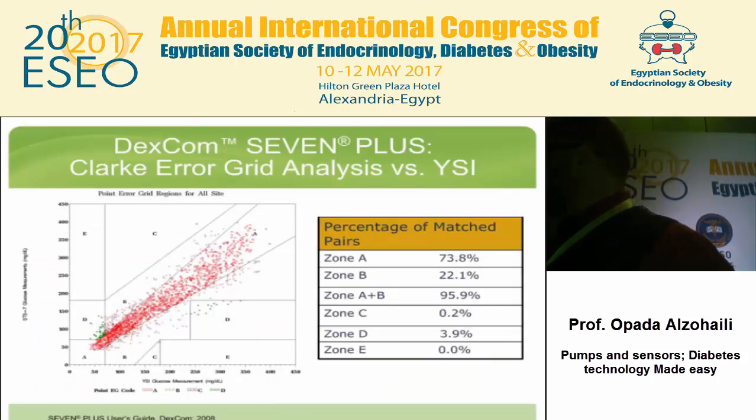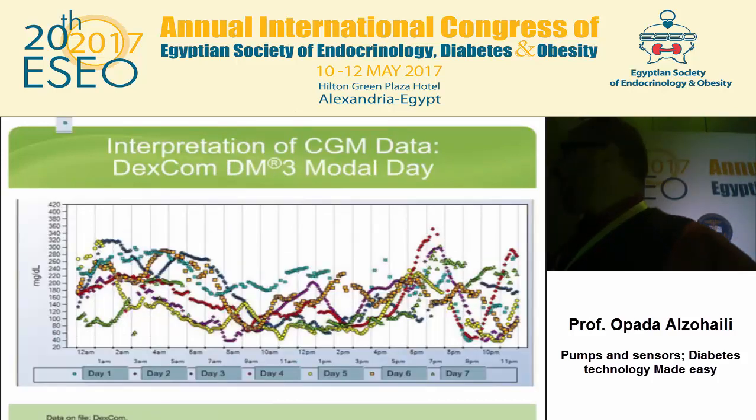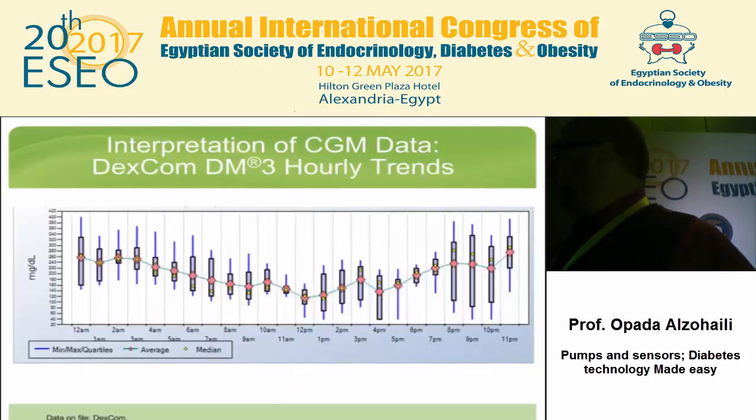This is a Clarke grid analysis. If you don't know, Clarke is a very smart man. I've met him personally a few times. And this is how you actually look at the meter to see if the meter is good. By this, it should be over 98% in the A zone to be good. Now, previous sensors had a lot of numbers in the B and C zones. The newer ones are coming more into the A zone. Again, the accuracy of these sensors is improving almost every year. The technology is improving significantly.